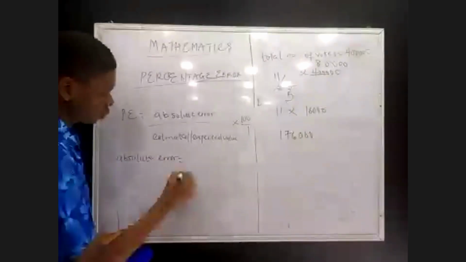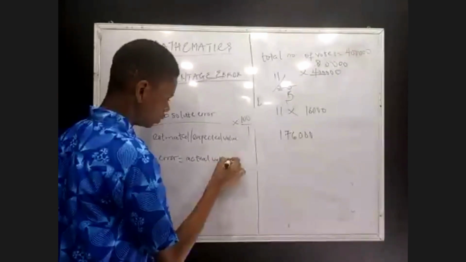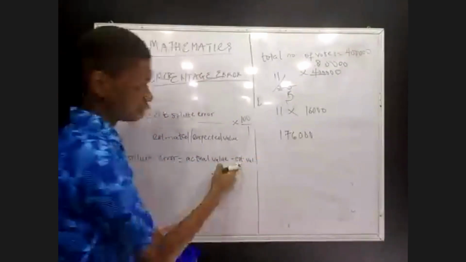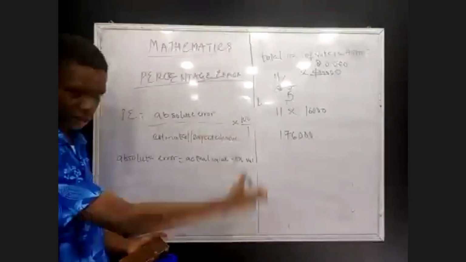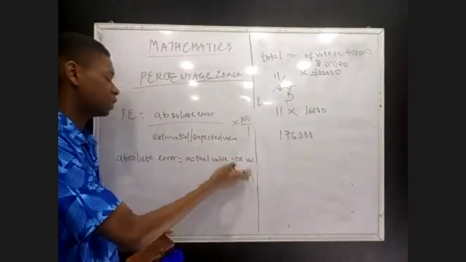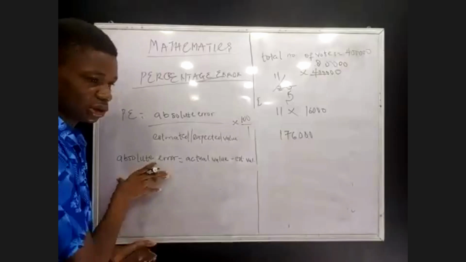So I can say absolute error is equal to actual value minus estimated value. So this is estimated value, I just shortened it. All right. So absolute error is actual value minus estimated value, but it's not always fixed. Depending on which is higher, it can also be estimated value minus actual value. So whichever way it is, that's your absolute error.